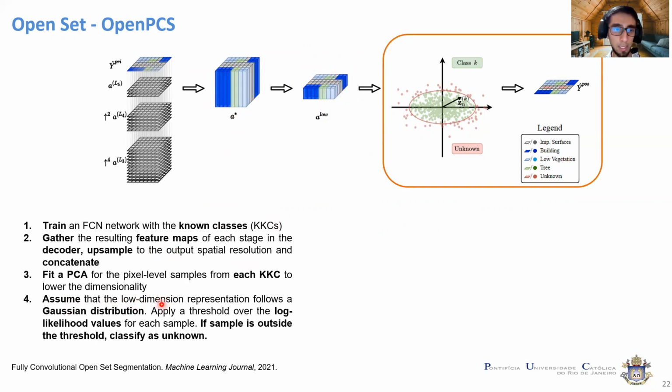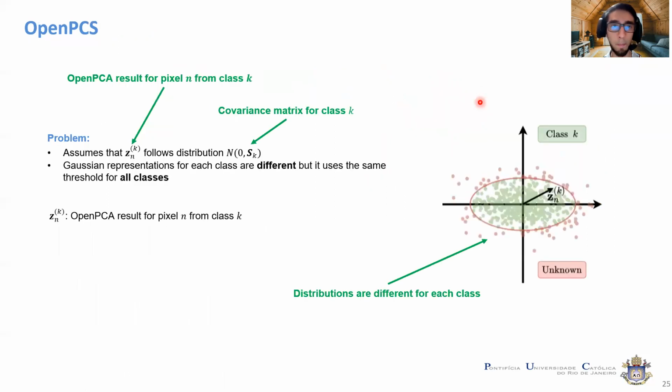We assume that this low-dimensional representation follows a Gaussian distribution. So we apply a threshold over the log likelihood values for each sample. If the sample is outside of the threshold, we classify it as an unknown. There is a problem with OpenPCS, which has to do with the distribution that we assume, the Gaussian distribution.